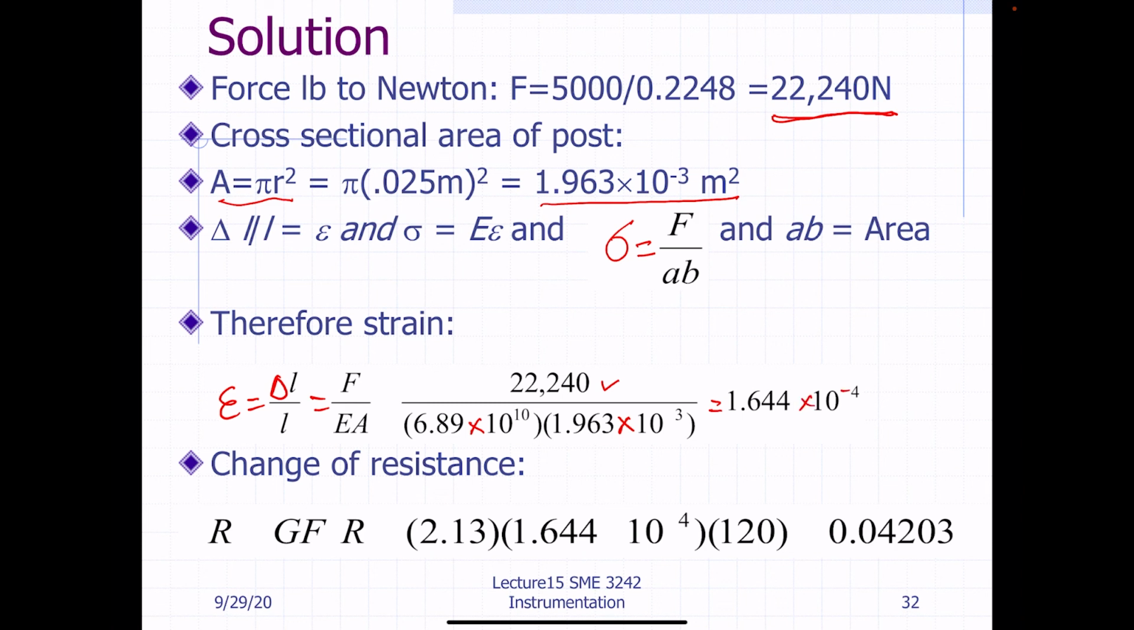Then we relate the strain value to the change of resistance by this equation. Given the gauge factor is 2.13, strain is 1.6 multiplied by 10 to the power of minus 4 and nominal resistance is 120 ohm. Therefore, we get the change of resistance is 0.042 ohm.